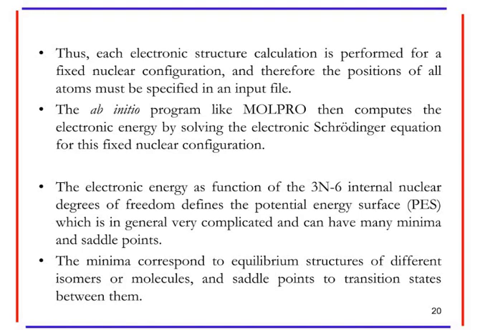A program like MOLPRO then computes the electronic energy by solving the electronic Schrodinger equation for this fixed nuclear configuration. The electronic energy as a function of the 3N-6 internal nuclear degrees of freedom defines the potential energy surface, PES, which is in general very complicated and can have many minima and saddle points. The minima correspond to equilibrium structures of different isomers or molecules, and saddle points to transition states between them.